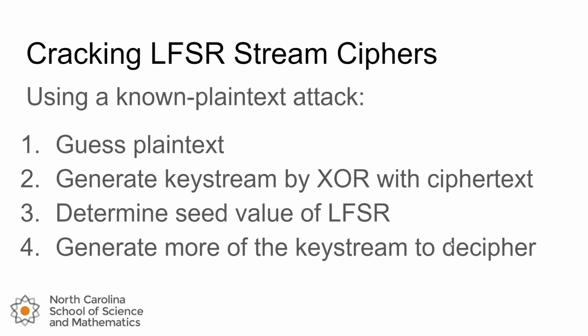Then from that piece of the plaintext, we're going to generate what we think to be the key stream that was used to create the message. We'll do that by using the XOR operation with the ciphertext and our guessed plaintext. Once we have that bit of the key stream, we'll work that backwards to determine the initial seed value of our LFSR system. Once we've got that, we can generate as much of the key stream as we need to decipher the entire message.